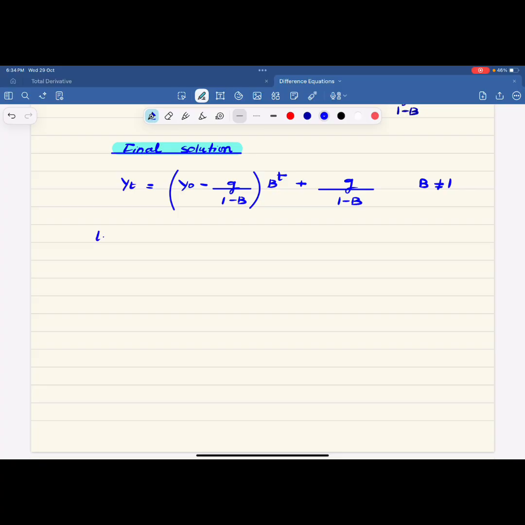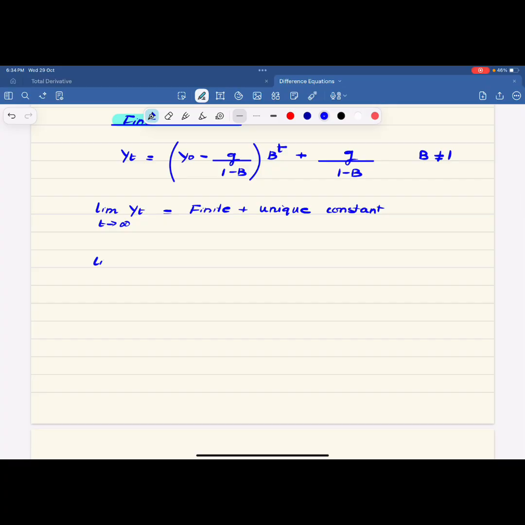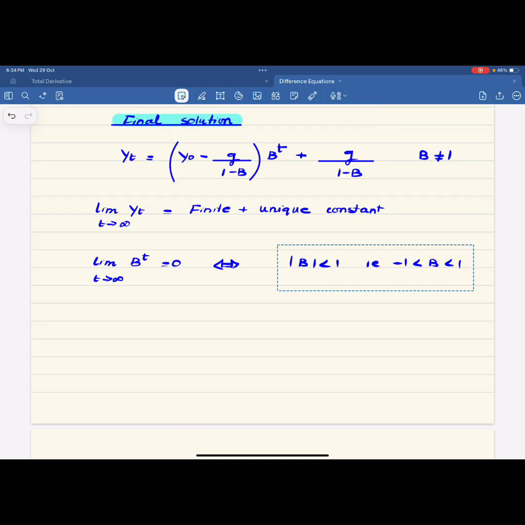By that I mean, if I take the limit of y_t as t approaches infinity, I need a finite, unique constant value as my answer. The only way I'll be able to do that is if the limit of β^t as t approaches infinity is 0. And this is only possible when β lies between 1 and -1.